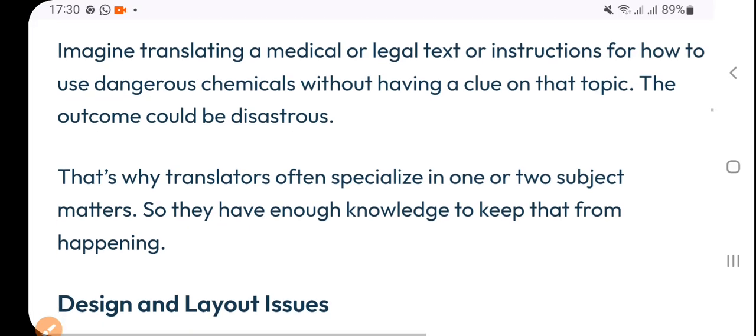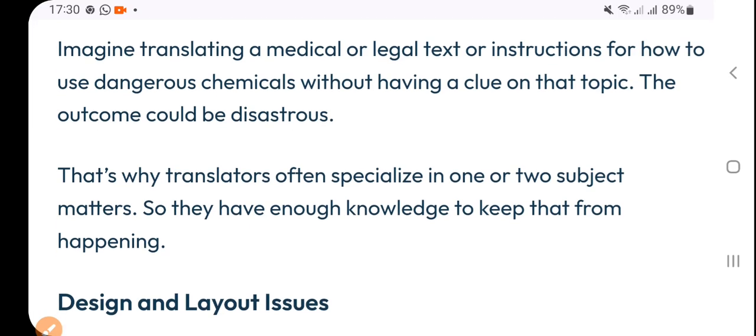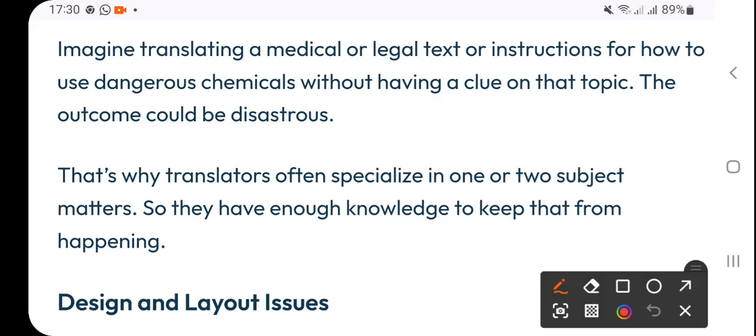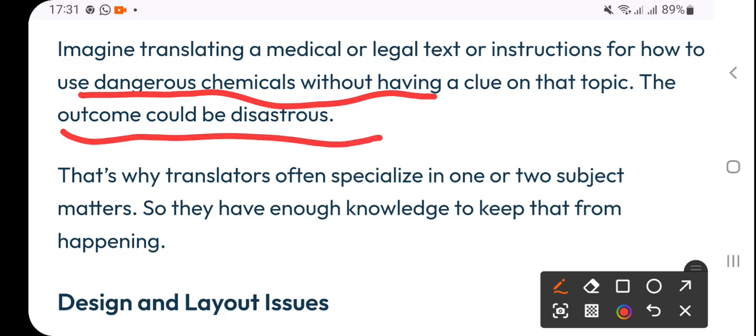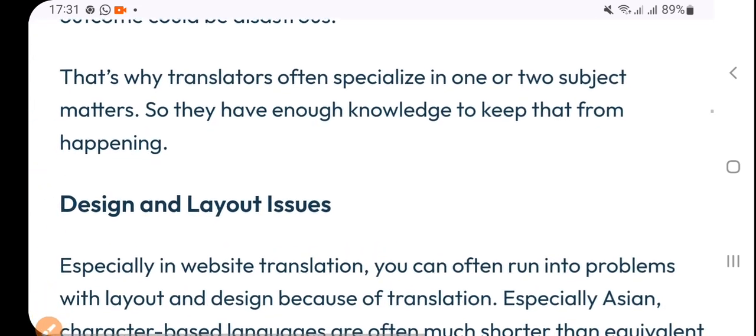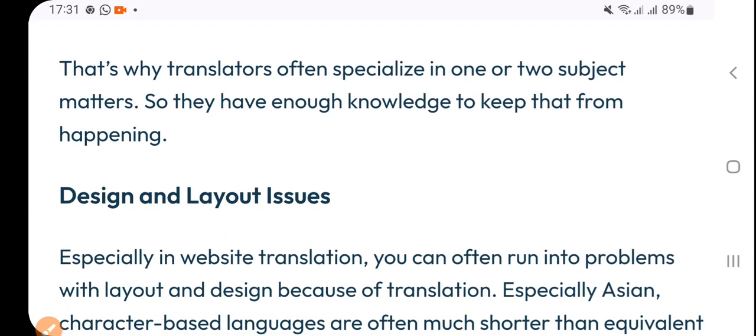That's very important, right? Imagine translating a medical or legal text or instructions for how to use dangerous chemicals. It's a very big challenge and a very serious concern. Without having a clue on that topic, the outcome could be disastrous. If the meaning is changed for dangerous chemicals and all, it can create chaos. It's very dangerous, right? So here you must have got the importance of subject knowledge.